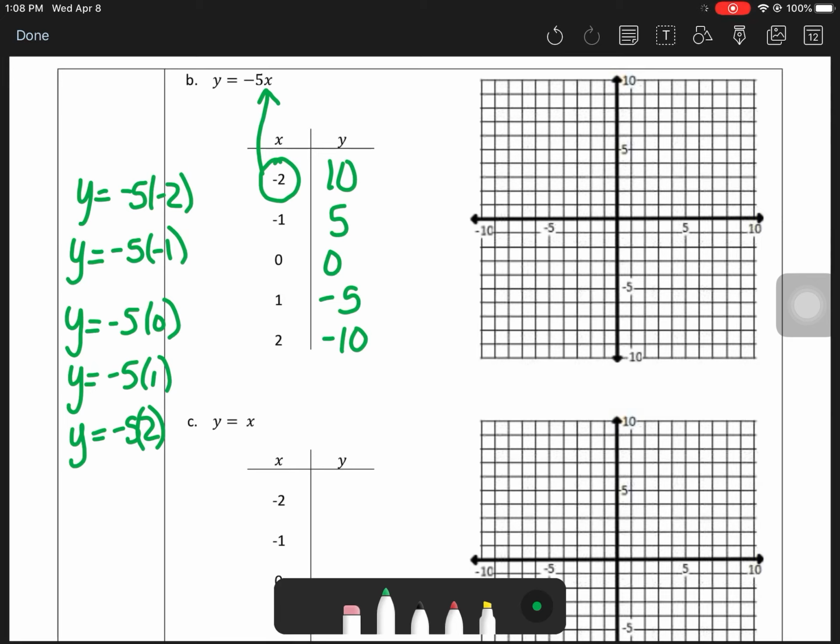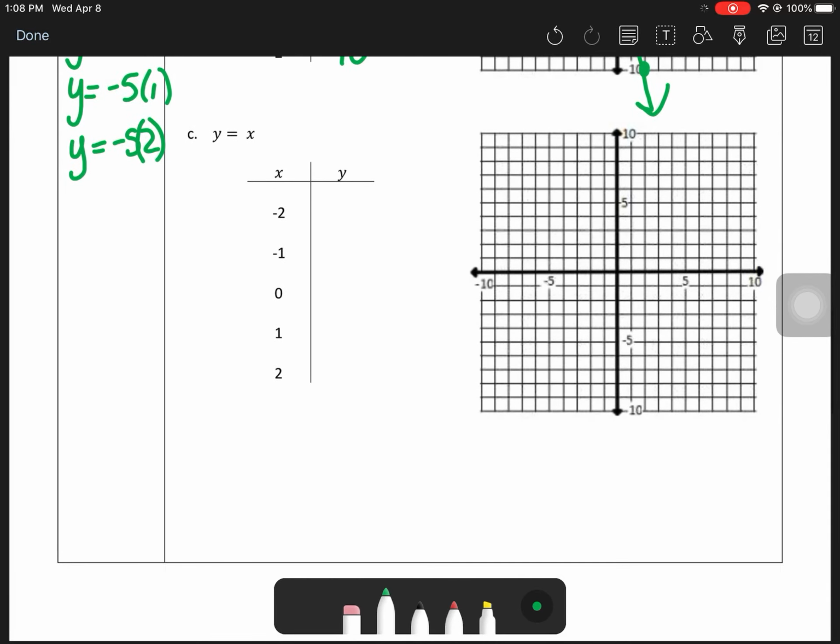And first we'll go 2 to the left for our x value, and then we're going to go 10 up. Back to our origin, we're going to go 1 to the left and 5 up. Then we're graphing 0, 0, that's our origin. Then from that origin, we're going to go 1 to the right and 5 down. Back to the origin, 2 to the right and 10 down. And then we connect those points together, going a little past each of those and putting arrows on both ends to show that a line is infinite.